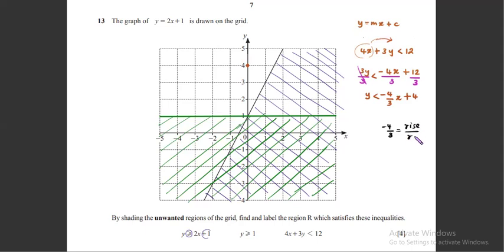So to find the gradient, we do rise over run. So it states that 4 is the rise and 3 is the run. But as it's negative, it will not go up by 4 units. Instead, it will go down by 4 units and across by 3 units, so to the right by 3 units. So this is where the next point will be.